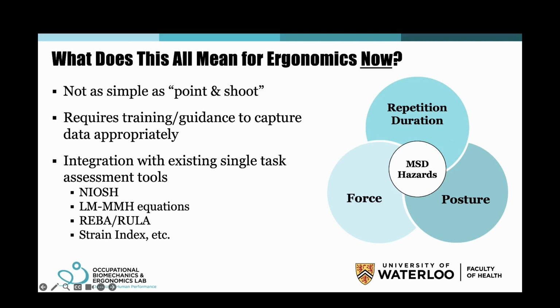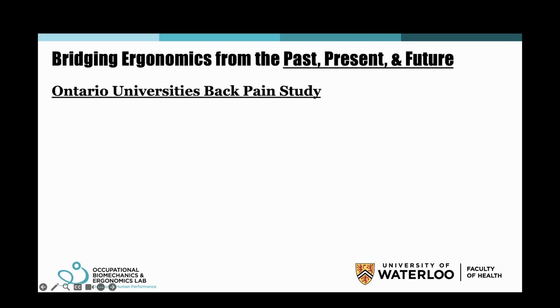So again, it's not as simple as point and shoot, and you get the data you want. You need to have appropriate training, guidance, capture good quality data, and be able to evaluate and interpret the data and risk assessments that are coming out of it, and not just take it as gospel. That's what I'm trying to say. So in principle, I think this is a great step for ergonomics now. But again, it's not as simple as point and shoot, and requires some good data and good guidance to capture that good quality data. Now, before I talk about how this technology can be used in the future, I want to put this in context with some previous work surrounding a 2.5-year long Ontario University's back pain study.